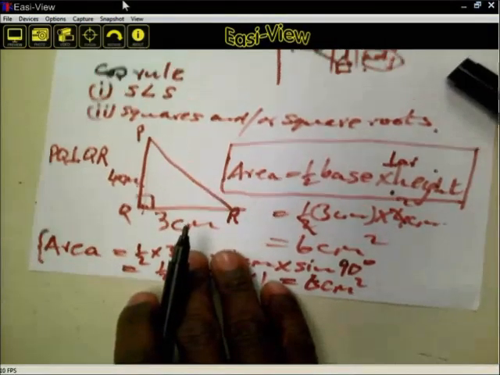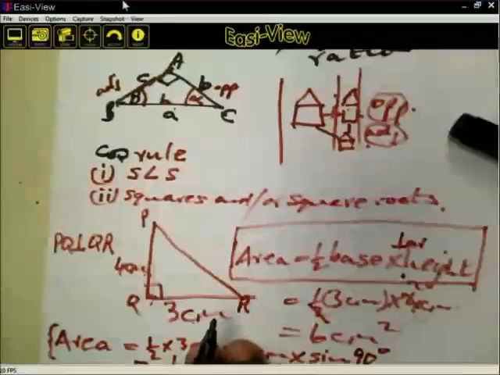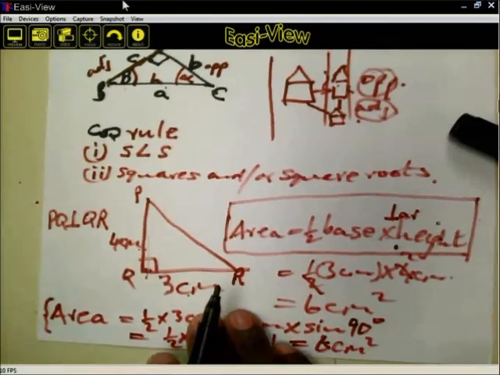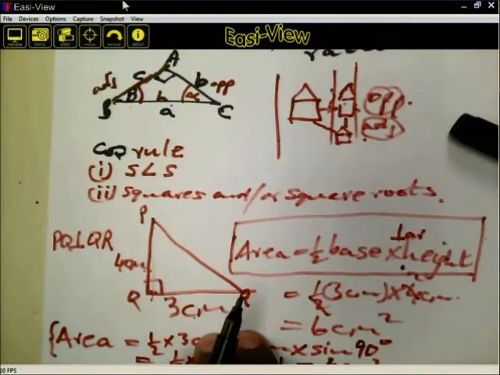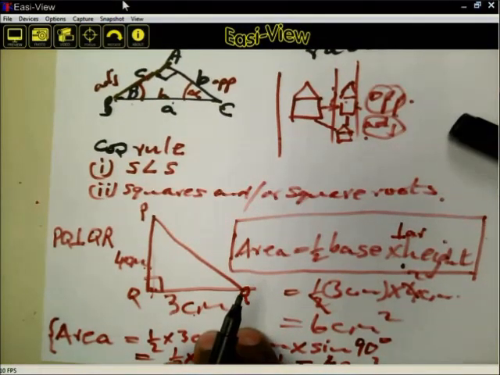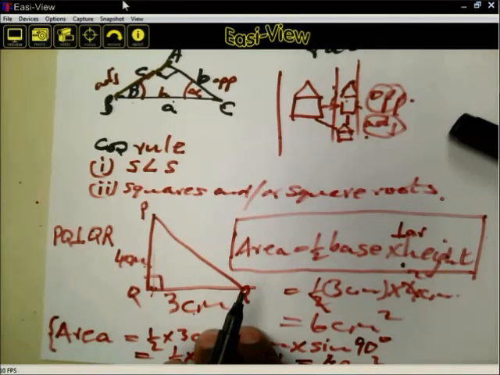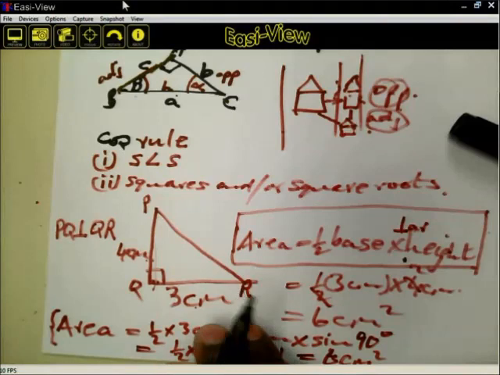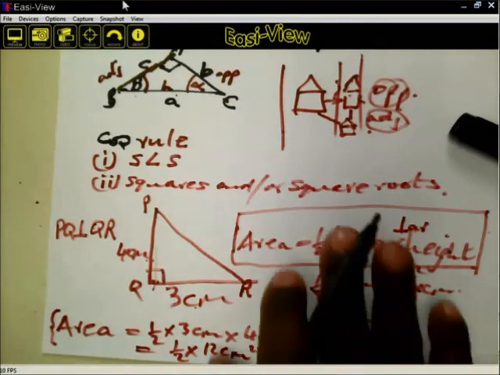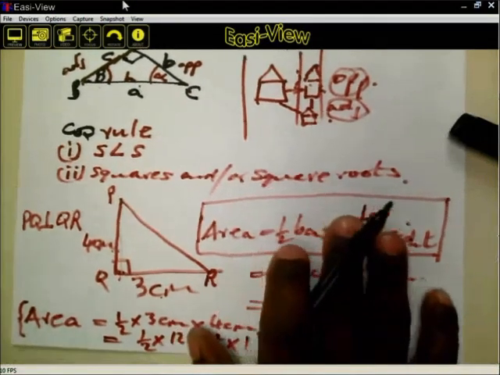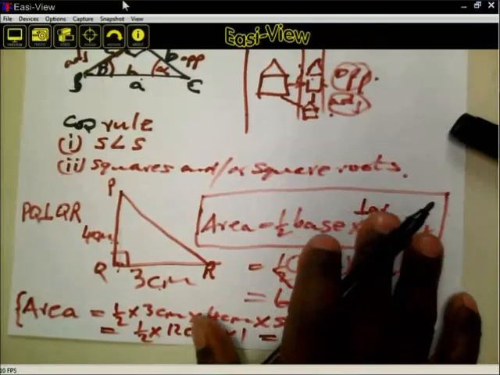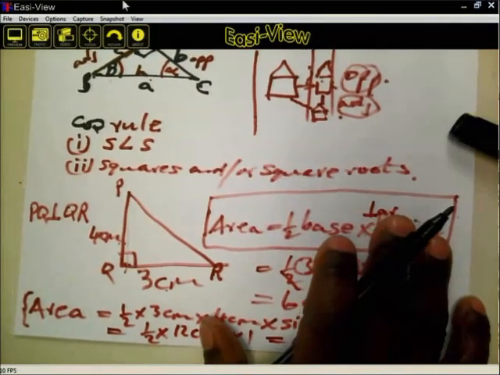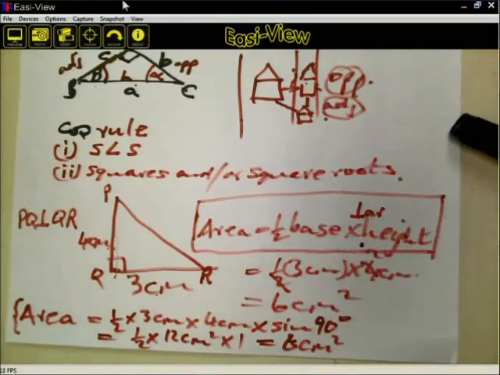So normally when you have a right angled triangle, there's no problem with finding the sine, the cos, the tan, or the area. It is when the triangle is not right angled that we resort to our knowledge of the rules: the sine rule, the cosine rule, and the area rule. Let us look at the rules.